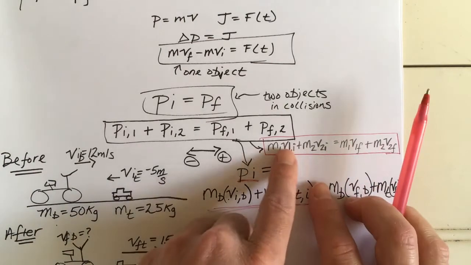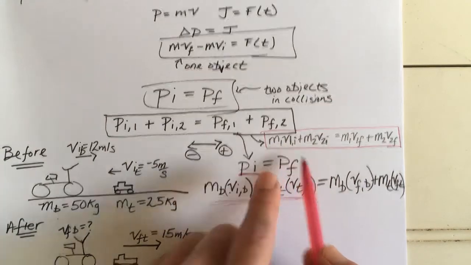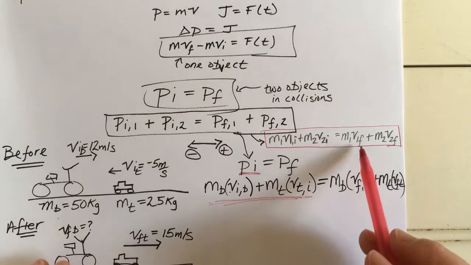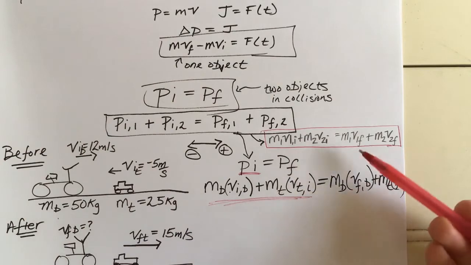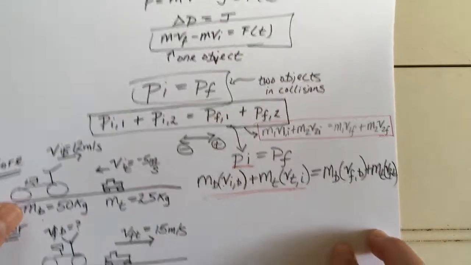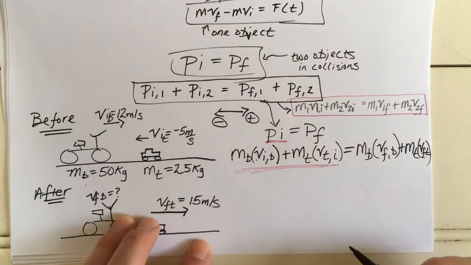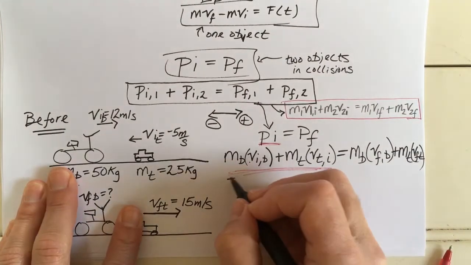Sometimes the object will start at rest, and so maybe the velocity initial of one of these objects would be 0. Maybe at the end, one of the objects might not be moving. Its final velocity would be 0. So that can happen as well. All right, so let's come down here. Let's go ahead and plug in our numbers from over here. So the mass of the bike is 50 kilograms.